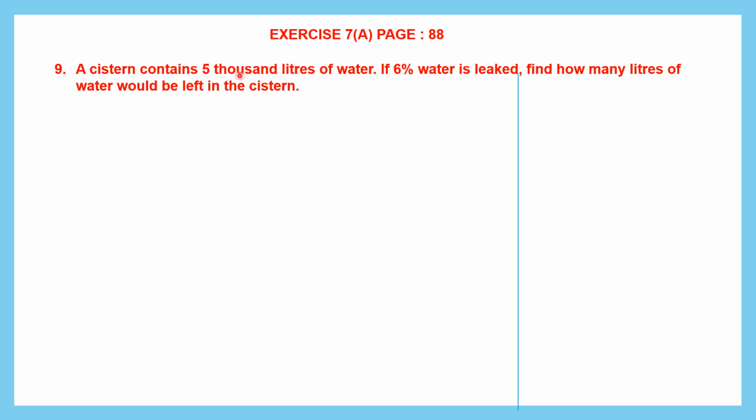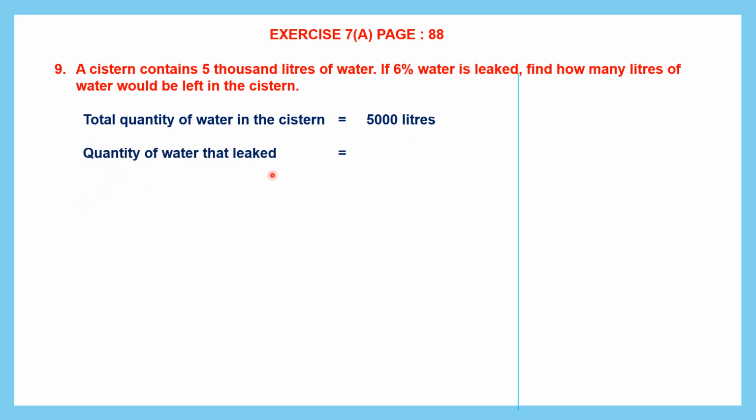Cistern is a container which has so many liters of water. From that, 6% is leaked. Now we need to know how much is left behind. So here total quantity of water in the cistern is 5,000 liters. Now quantity of water that leaked is 6% of this. That is 6% of 5,000.